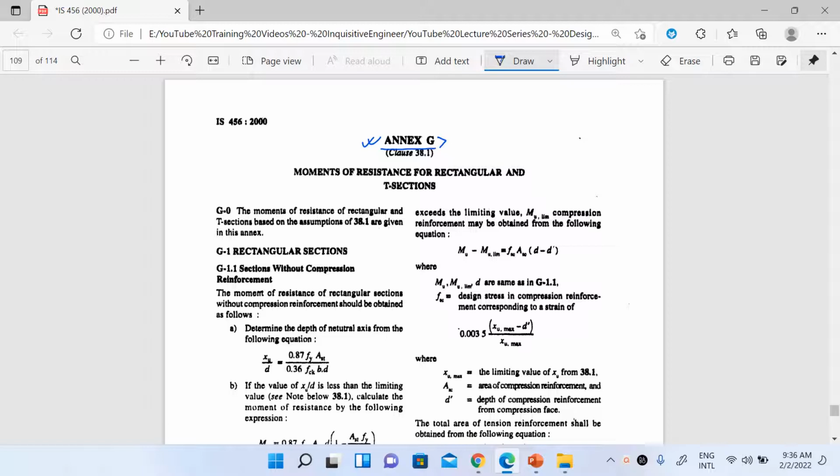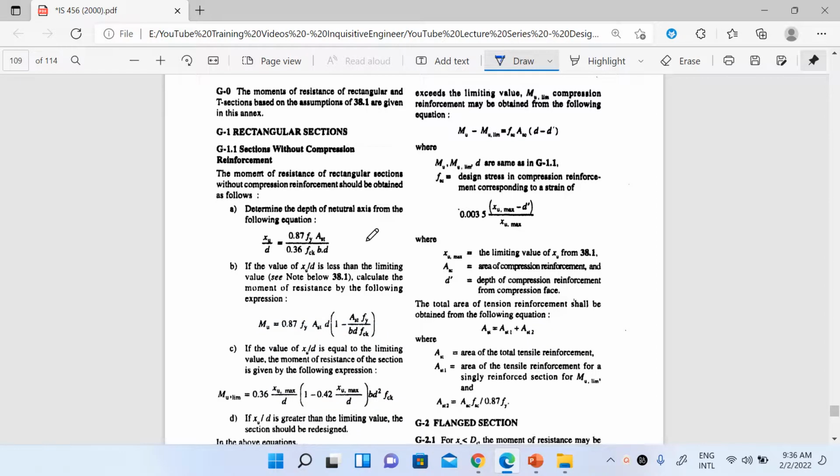So this annex, which is related to clause 38.1 of our code, gives us the moment of resistance for rectangular and T sections. In section G 1.1, it gives us formula for sections without compression reinforcement. This means these are the singly reinforced rectangular beams. What it says is the moment of resistance of rectangular sections without compression reinforcement should be obtained as follows.